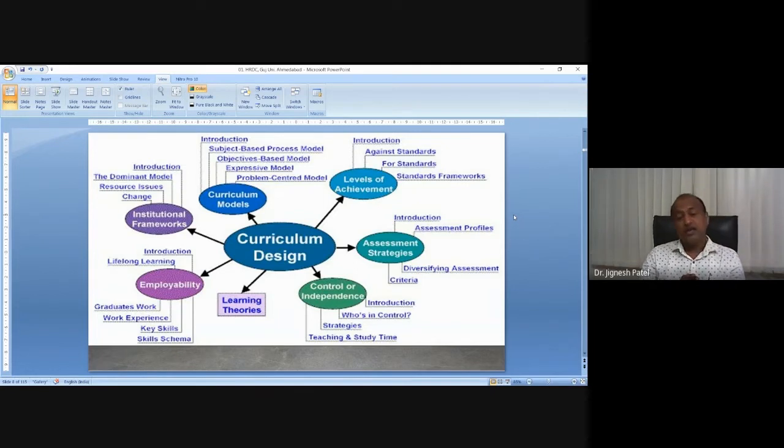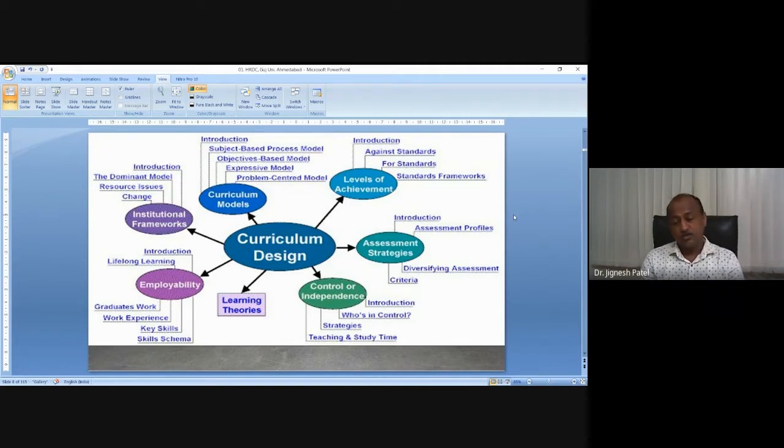In the same way, the institutional framework should also be focused on while designing the curriculum, because each and every institute has its own ideas, ideologies, and vision and mission. So according to this institutional framework, the curriculum should be framed, because nowadays we have autonomous universities.